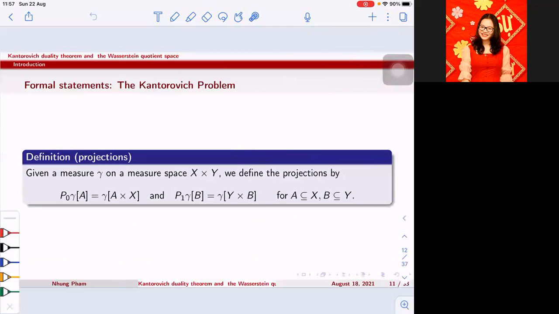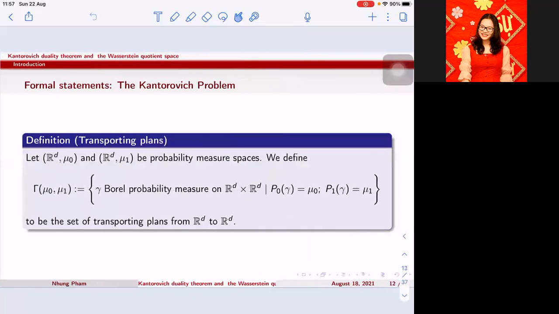For the Kantorovich problem, first we define the projections. So given a measure gamma on a cross product measure space X cross Y, we define the projections by this formula. Then we use that projection to define the set of transporting planes.